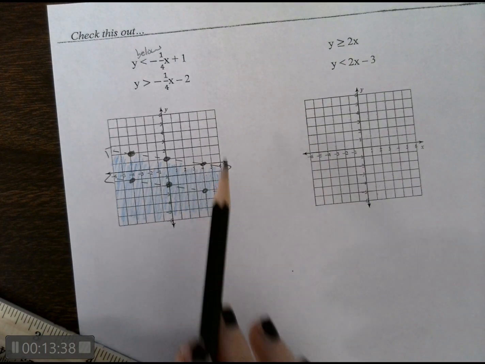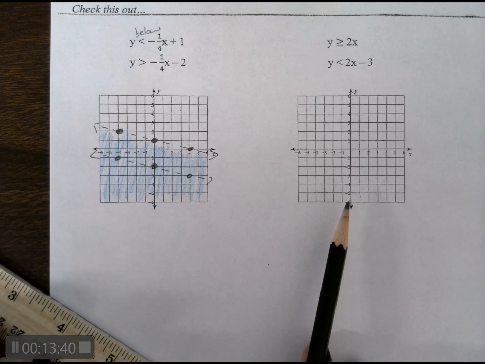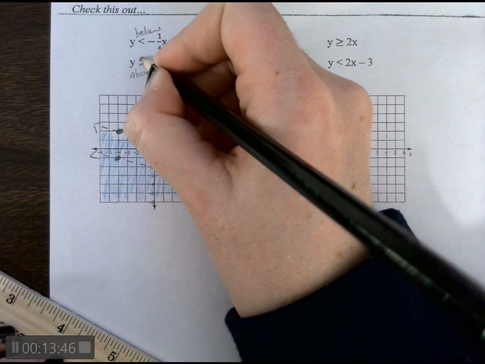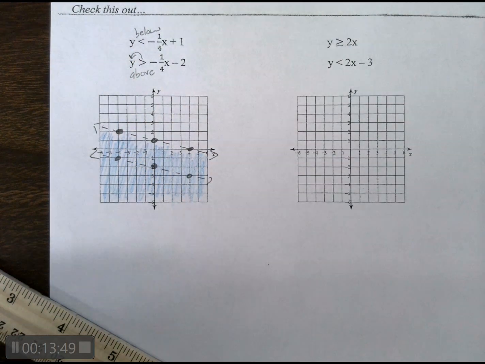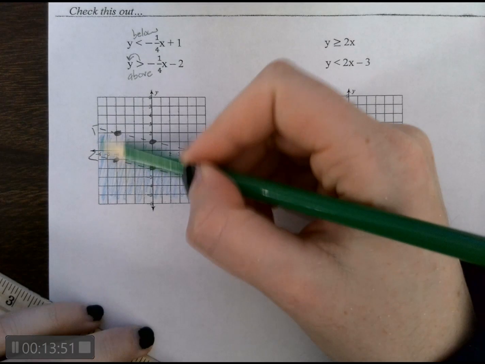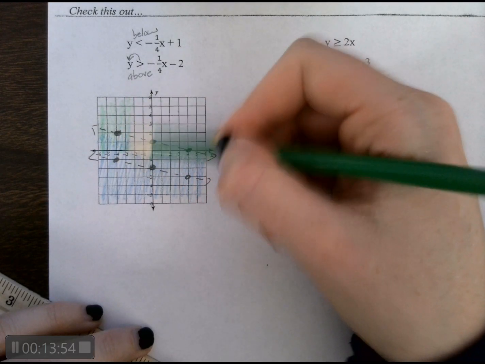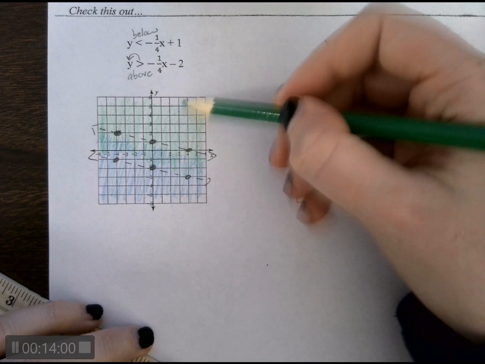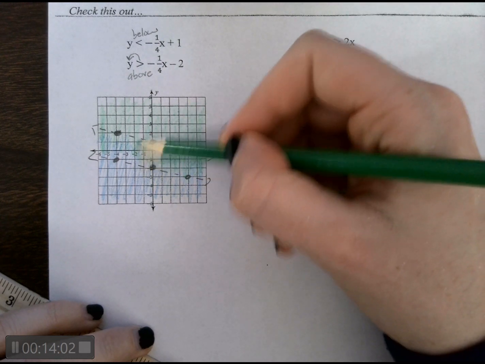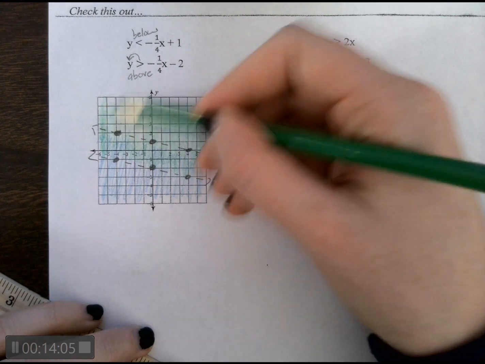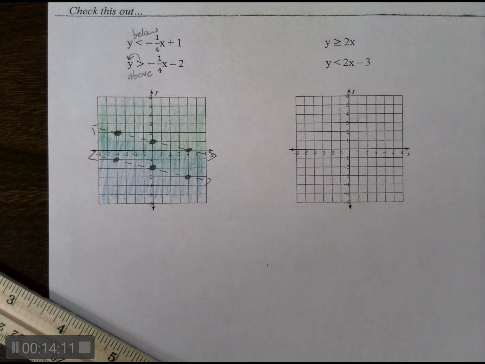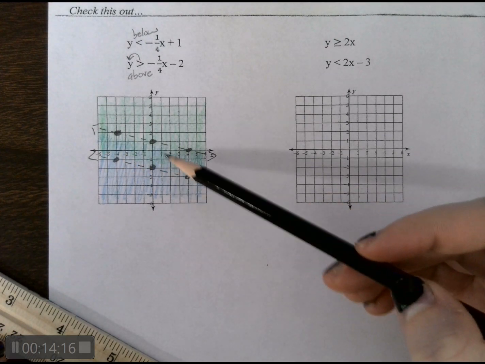Okay, now just looking at this line, are we going to shade above or below? We're going to shade above, because now our alligator is eating our Y. So we're going to shade everywhere above. Okay. Alrighty. So then our solution set is going to be in the middle here.